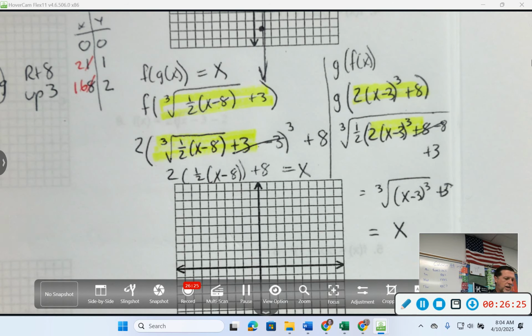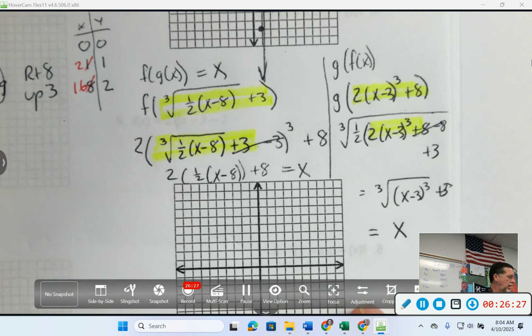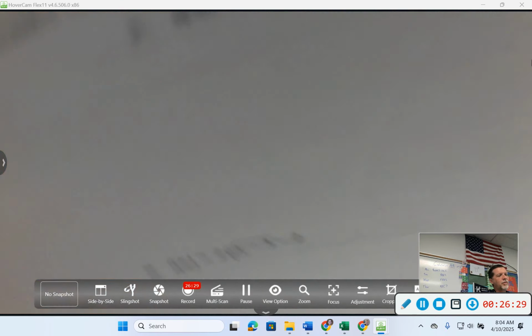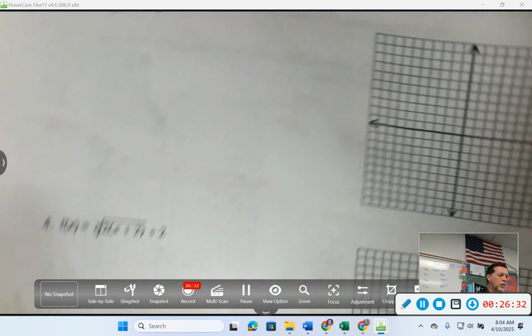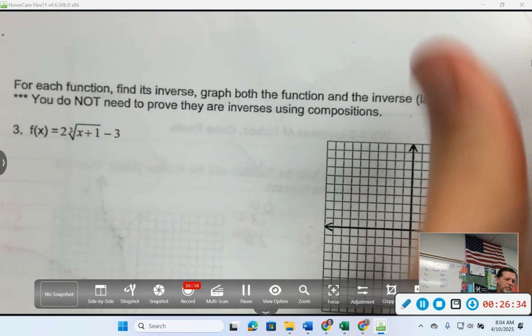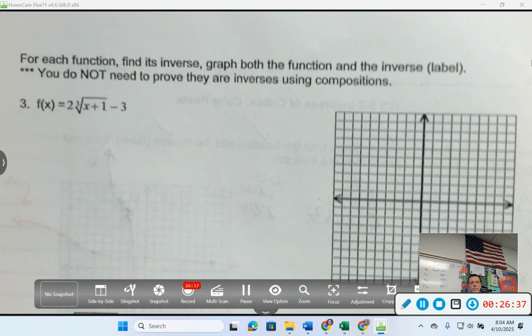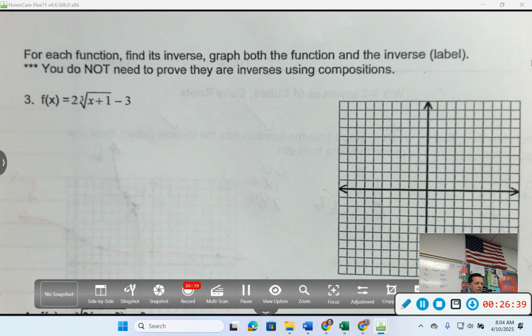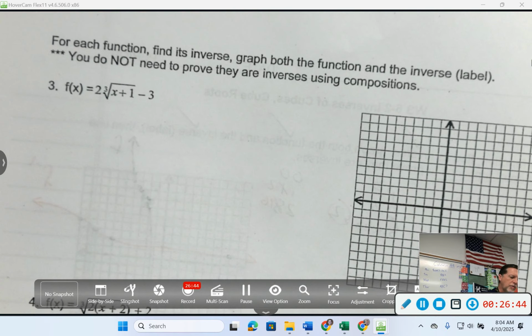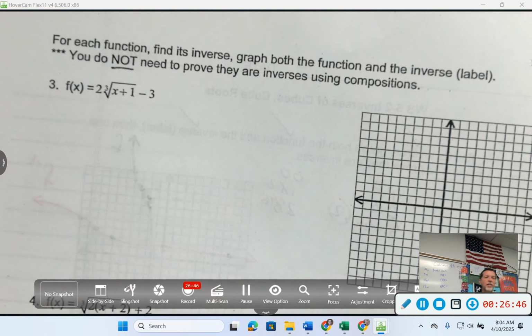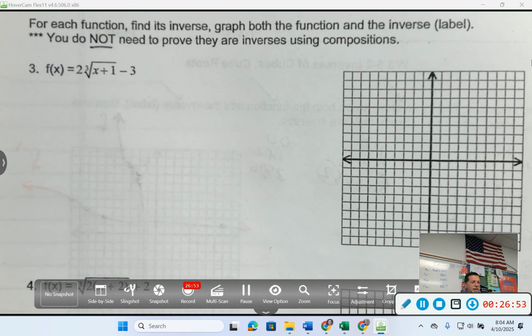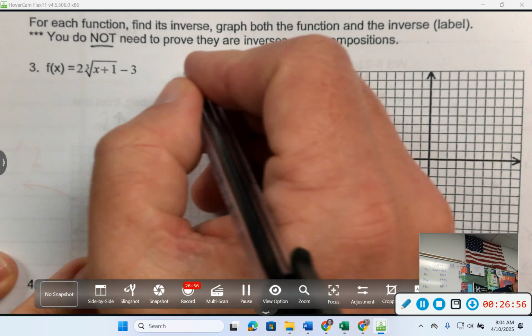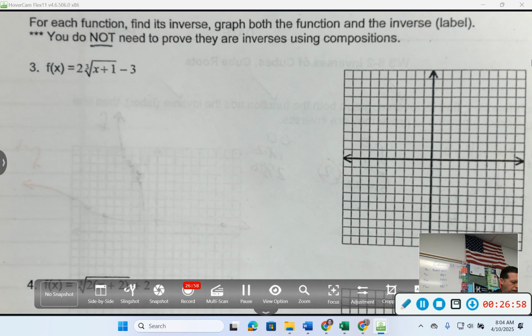Number 2 is kind of the same thing. Well, if you do odds, then you wouldn't get a chance to do one of those full length problems. What fun would that be? Let's look at number 3. For each function, find its inverse and graph them both, but you do not need to prove that they're inverses using compositions. So it's the same as the first one, except you don't have to do the crazy algebra where everything cancels out. Well, maybe we'll get through everybody today. We'll see.